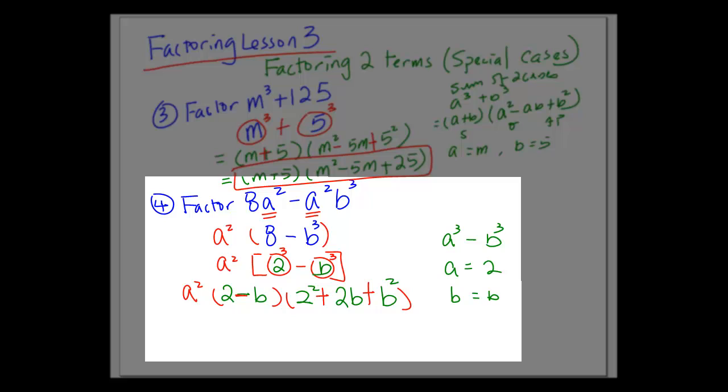And are we done? Not really, because there's still 2 squared, right? So we have to write one more time. The final answer will be a squared times 2 minus b, 2 squared is going to be 4, plus 2b plus b squared.